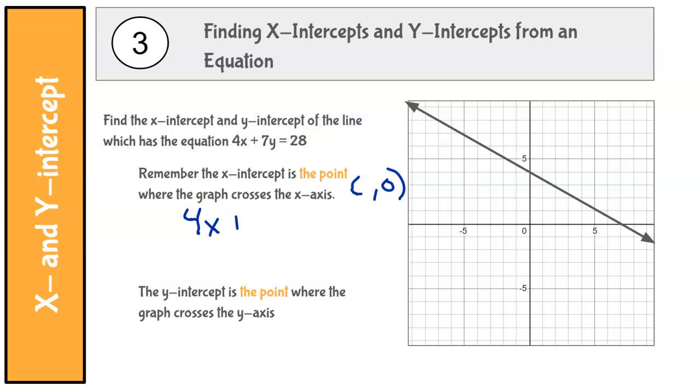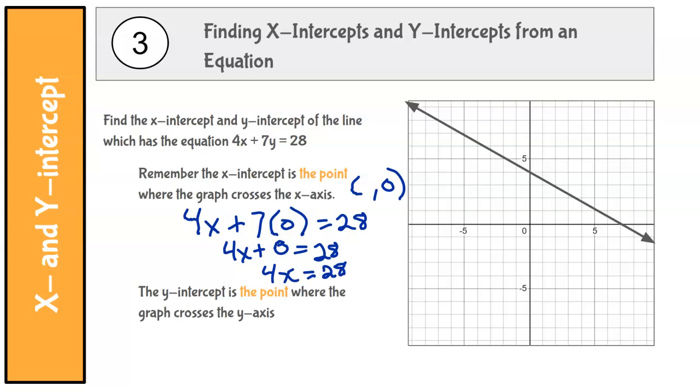So 4x, put the 0 where the y is, equals 28. Of course, 7 times 0 is 0. I could move the 0 to the other side and subtract it, but hopefully you already can see that that's going to be 4x equals 28. And then we divide both sides by 4, so x equals 7.